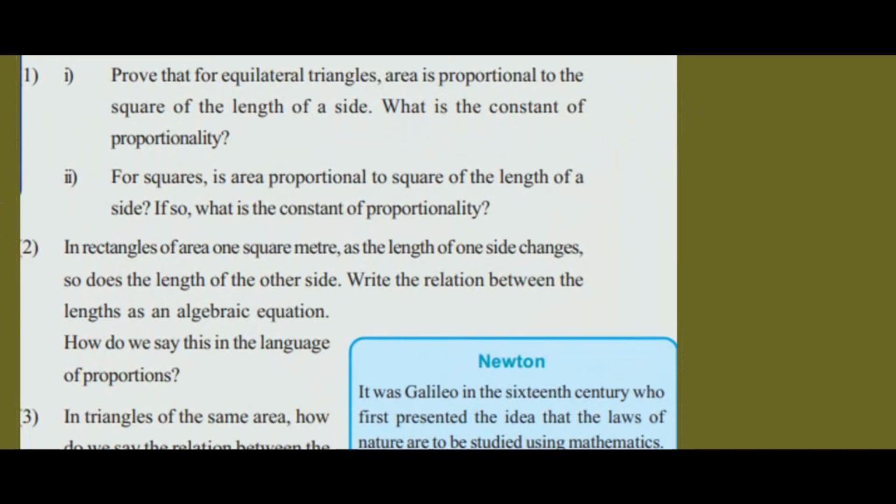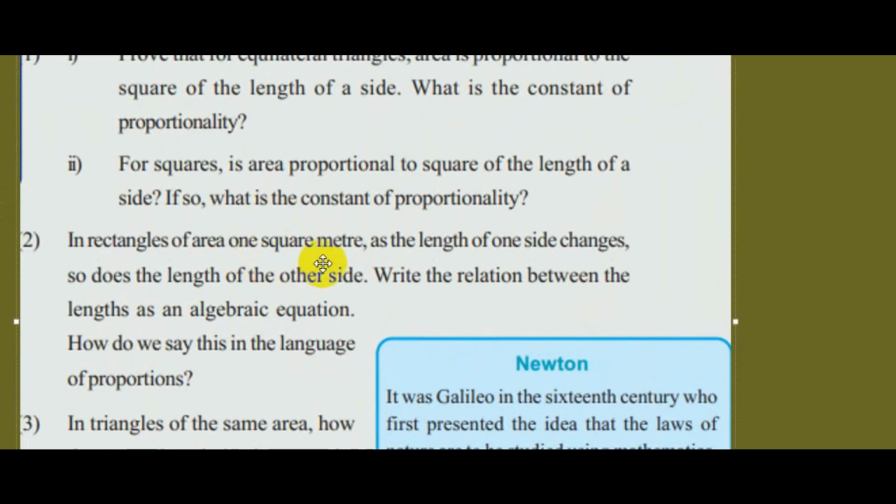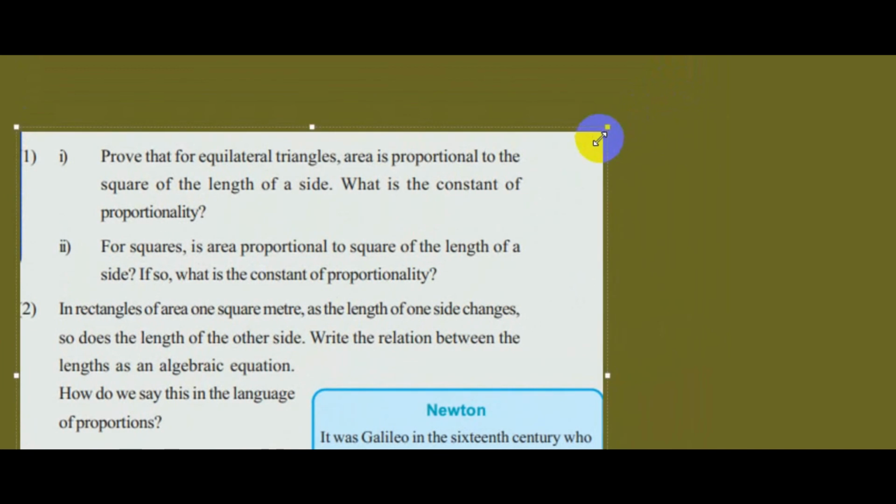What does it say? In rectangles of area 1 square meter, as the length of one side changes, so does the length of the other side. Write the relation between the lengths as an algebraic equation. How do we say this in the language of proportions? We are asked to consider all rectangles with the area 1 meter square. Definitely, if one side changes, the other must change because the area should always be 1 meter square. If we suppose the length and breadth are x and y, x into y is always equal to 1 meter square.